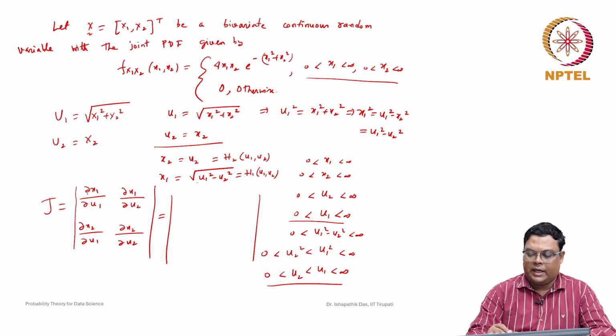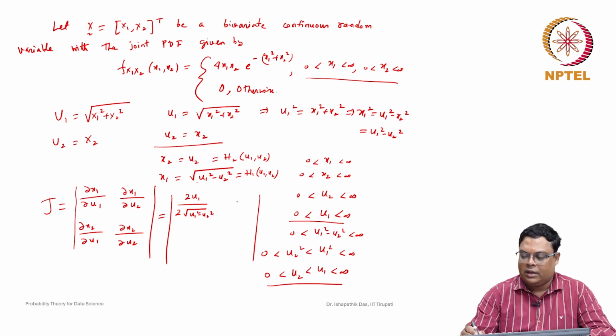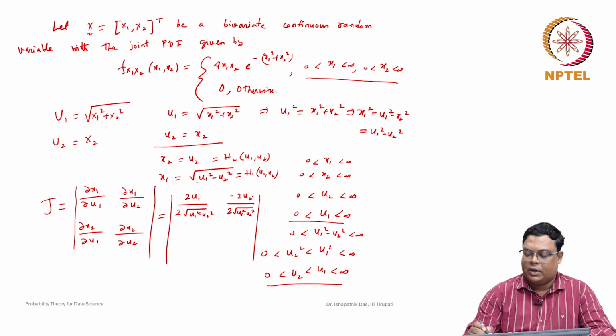If you want del x1 del u1, then differentiating with respect to u1, it will be 1 by 2 root over of u1 square minus u2 square, times the differentiation of the inside, which is 2u1. And for del x1 del u2, differentiating with respect to u2, we again find 1 by 2 root over of u1 square minus u2 square, times the derivative of the inside, which is minus 2u2. Then del x2 del u1 will be 0, and del x2 del u2 is equal to 1.